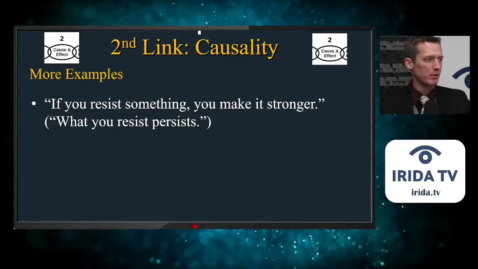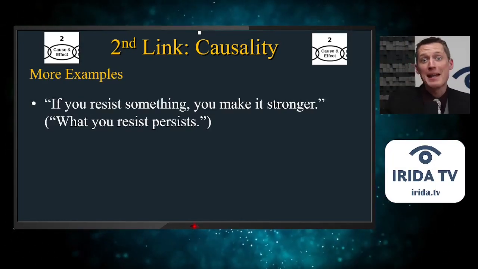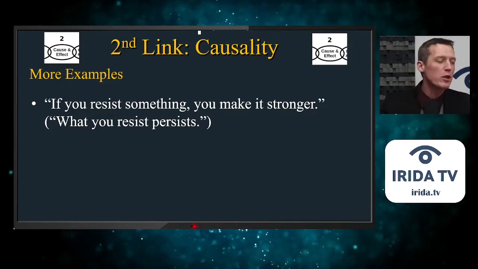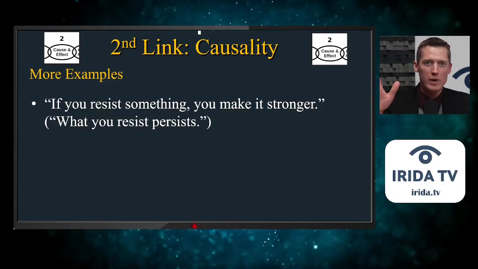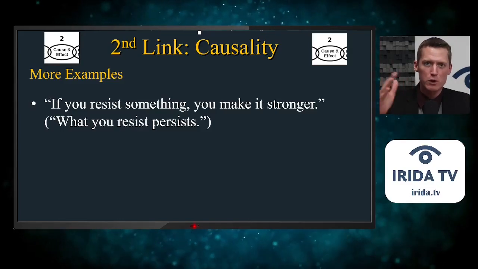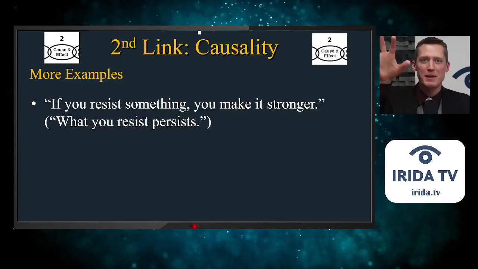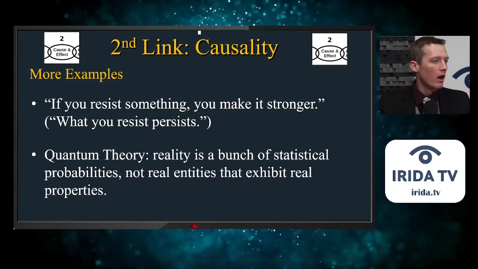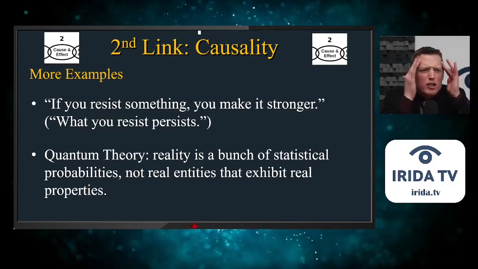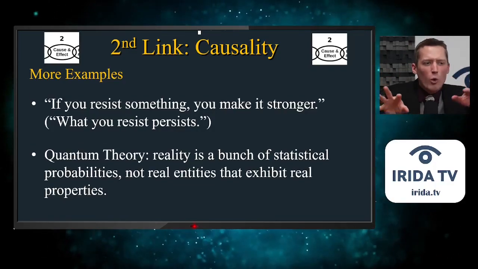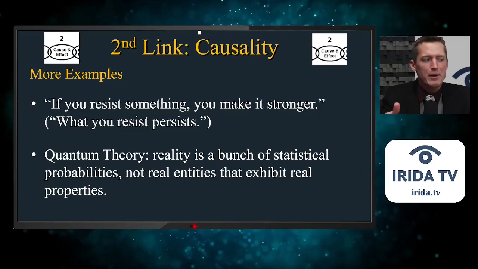Here are a few more examples. If you resist something, you make it stronger. What you resist persists. This is a new age idea. No, this is confusing cause and effect. What you resist makes it weaker. Quantum theory: reality is just a bunch of statistical probabilities, not real entities that exhibit real properties.